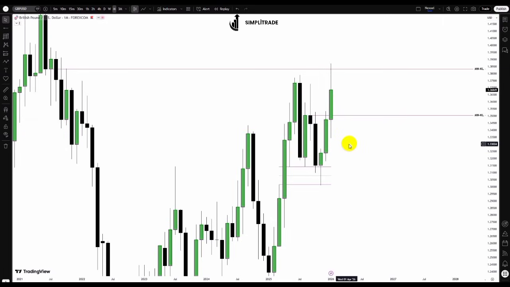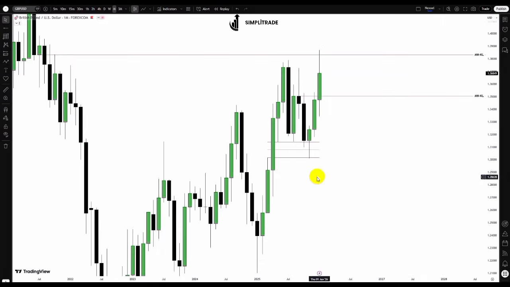Here in GBPUSD, what we can see from the monthly time frame, we have this monthly bullish fair value gap where price mitigated, respecting the consequent encroachment, the bullish movement back into this bearish block.